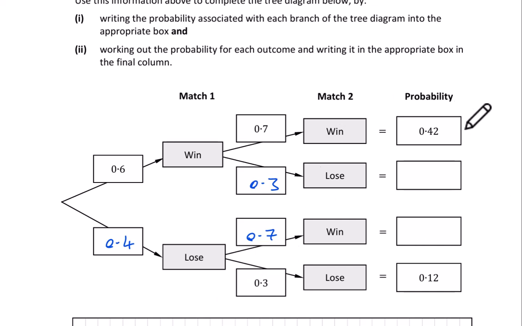Now to work out these values out here, what you've got to do is come up along this branch here and multiply 0.6 by 0.7. That gives you 0.42. To work out this one here, you come up along this branch and then down along here. So it's 0.6 times 0.3, which will give us 0.18. And then to work this one out here, you come down along this branch and then up along this branch here. So you multiply 0.4 by 0.7, and that gives you 0.28. And that's everything filled out, I think.